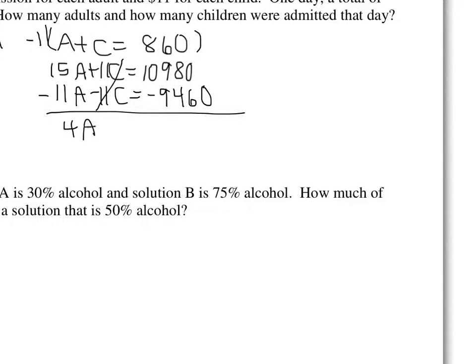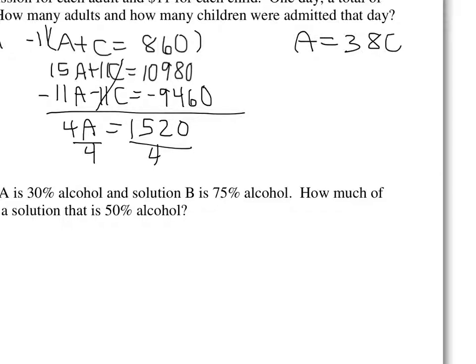We have 4A equals 10,980 minus 9460, which gives us 1520. Divide both sides by 4. We have that there are 380 adults. If there are 380 adults, how many children are there?